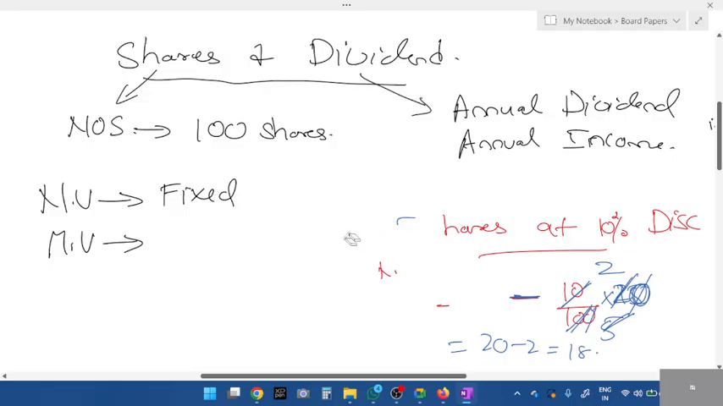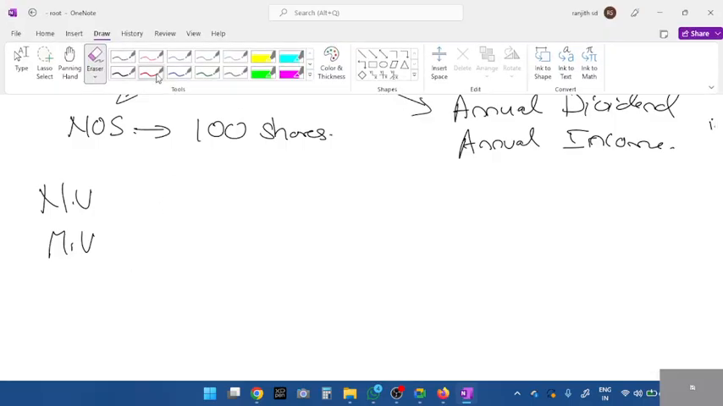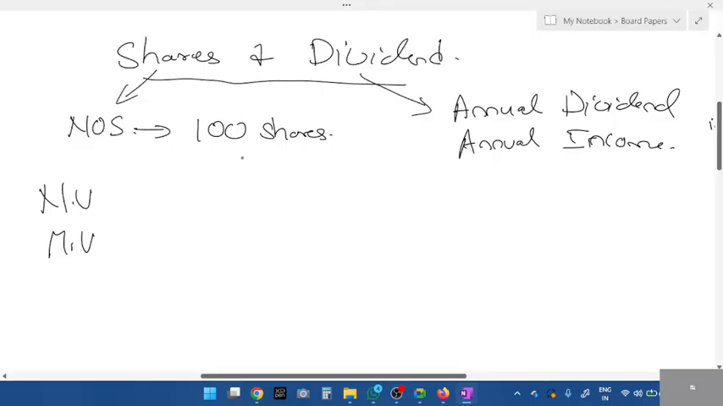Fine. Then what are the other terms we have? These are the main terms we have, students: annual income, number of shares, market value, nominal value. Now we have three formulas along with this. What are the three formulas? First thing, shares and dividend is all about business. For business, what is the main thing you need? Very good, investment. That is how you should remember the concept.